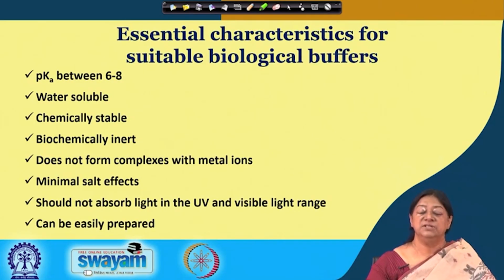The essential characteristics of suitable biological buffers now have to have a pKa between 6 to 8. This is desirable because the physiological pH is 7.4. So, any biochemical process normally occurs within this pH range. So, the pKa of the specific buffer that we would like to use would preferably be within this range. It should be water soluble, chemically stable, biochemically inert, and should not form complexes with metal ions. It should have minimal salt effects and should preferably not absorb light in the UV or the visible light range, and should be able to be easily prepared.